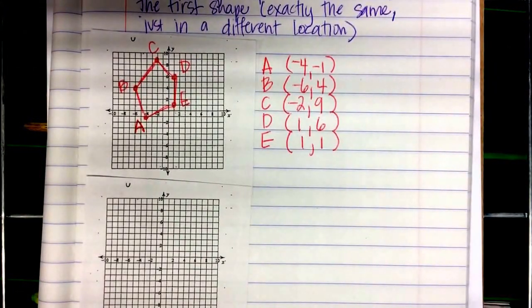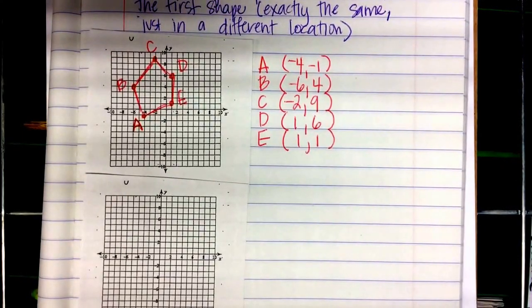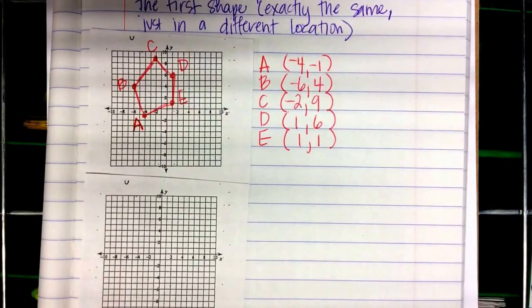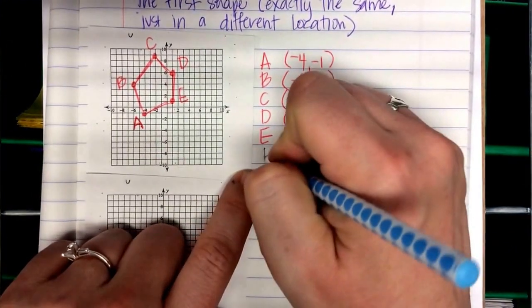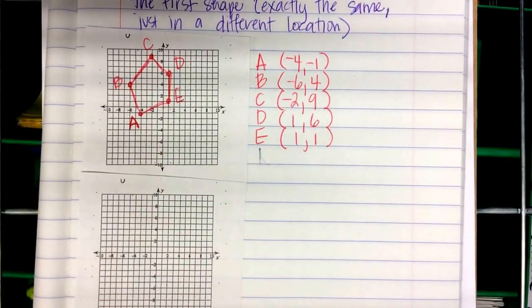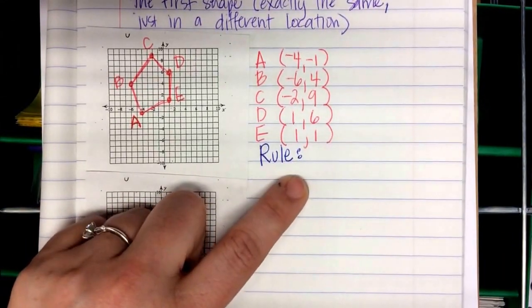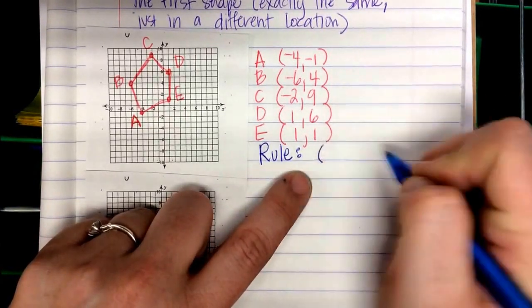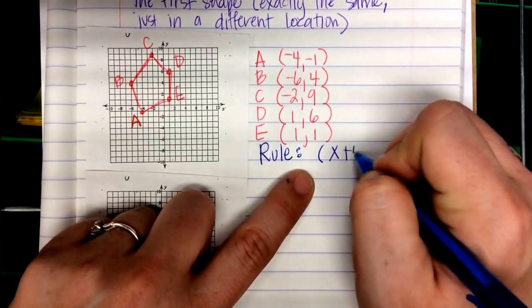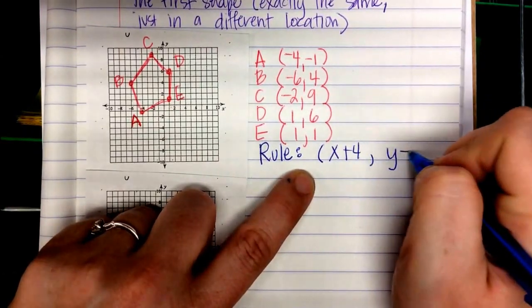This is my two-dimensional shape. It's flat. It has a length and a width, a base and a height. And it's on a graph. This is what every problem is going to start out looking like. You're going to have a picture, a shape. And then sometimes they're going to provide you with a rule. And the rule for this problem is x + 4 and y - 6.